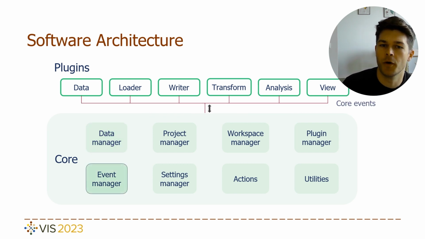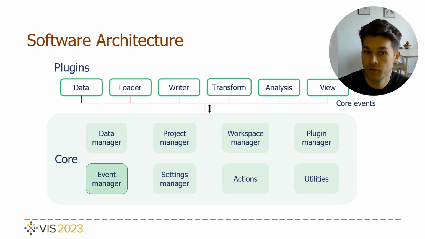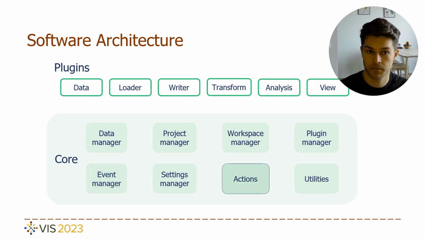Plugins are notified about data changes via the core. If, for example, a user selects a cluster in a scatterplot, the respective viewer plugin can send this information to the core, which will notify all other plugins about this change.